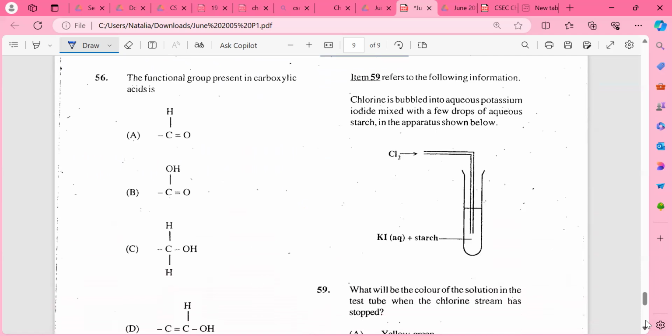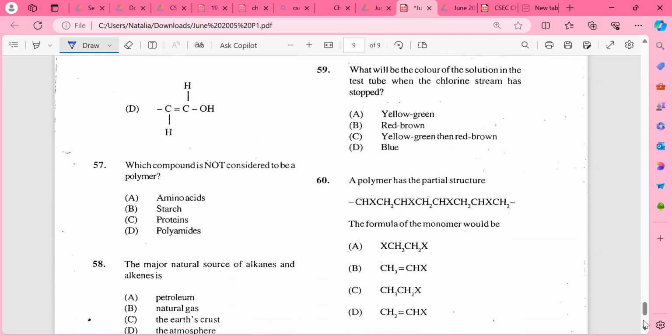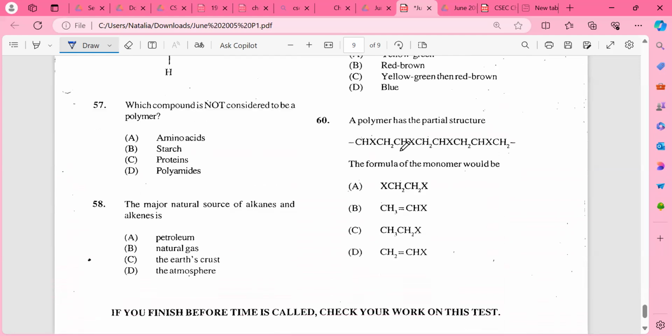The functional group representing a carboxylic acid is C double bond O, OH. So that's going to be B. Which compound is not considered to be a polymer? So not a polymer is going to be amino acid. Major natural source of alkane and alkene, that's going to be petroleum or crude oil.